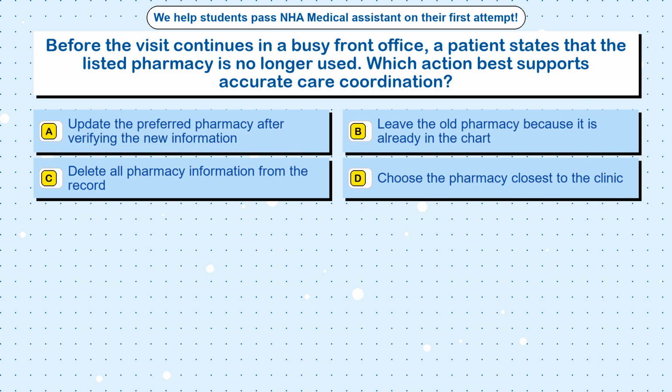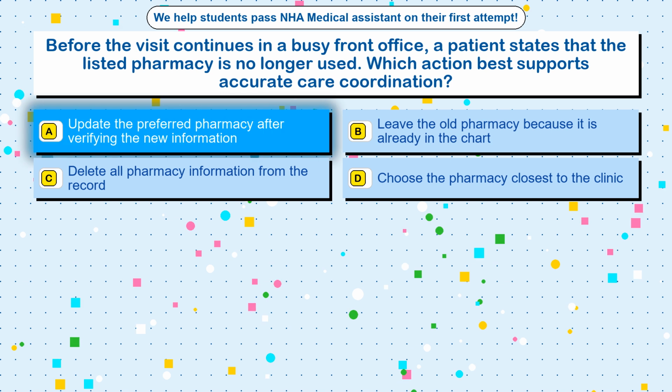Question 61. Before the visit continues in a busy front office, a patient states that the listed pharmacy is no longer used. Which action best supports accurate care coordination? Option A, update the preferred pharmacy after verifying the new information. Option B, leave the old pharmacy because it is already in the chart. Option C, delete all pharmacy information from the record. Option D, choose the pharmacy closest to the clinic. The correct answer is option A, update the preferred pharmacy after verifying the new information.